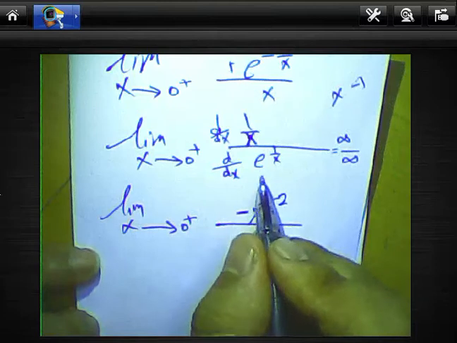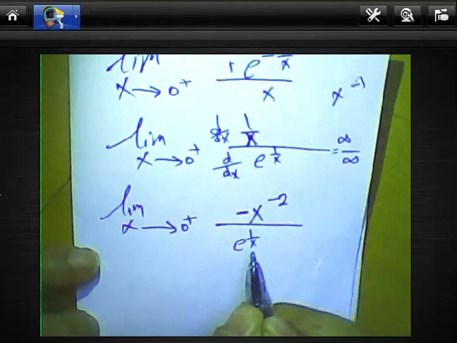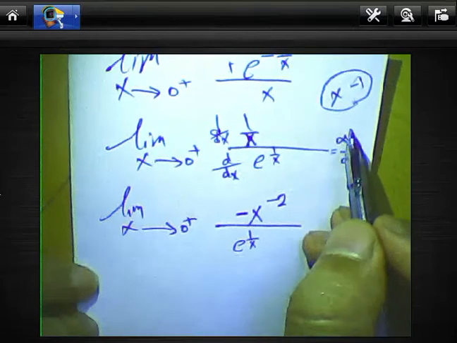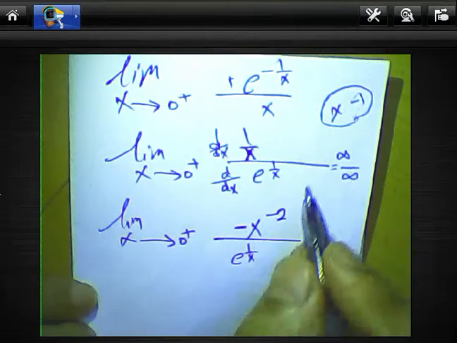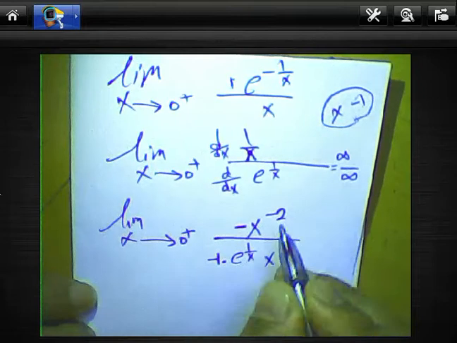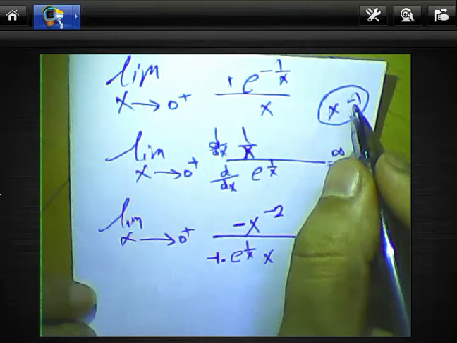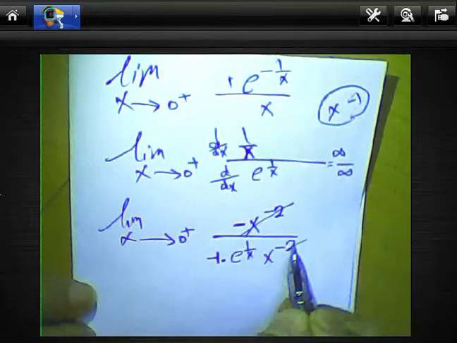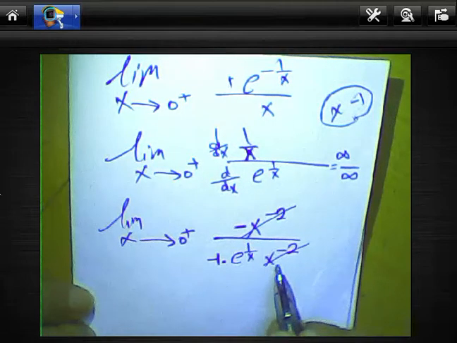And the derivative of e to the power 1 over x. 1 over x means x to the power negative 1. We drop negative 1 outside and subtract 1 from negative 1. The result will be negative 2. So we can cancel x to the power negative 2 by x to the power negative 2.